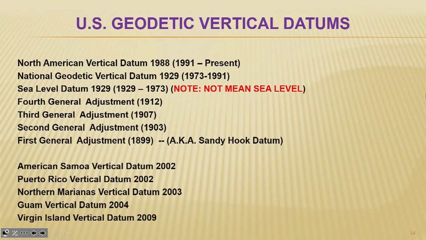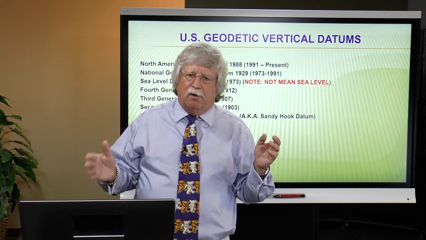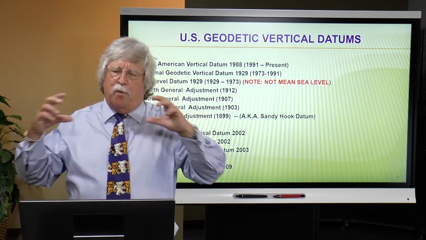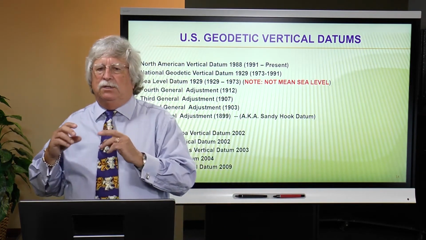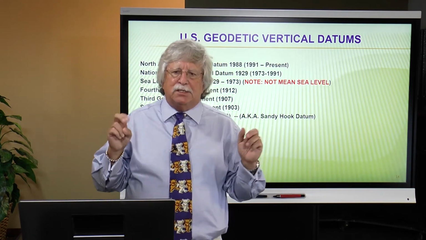The one datum that many users in the country may be familiar with is the adjustment of 1929. And originally, in the very, very first, earliest publications, it was sometimes referred to as the fifth general adjustment, very shortly renamed thereafter as the sea level datum of 1929. Notice it does not say mean sea level. It says sea level because it was tied to tidal benchmarks on the East Coast, the West Coast, and the Gulf Coast of the United States, all as part of the leveling network. So it was not truly mean sea level, just sea level.